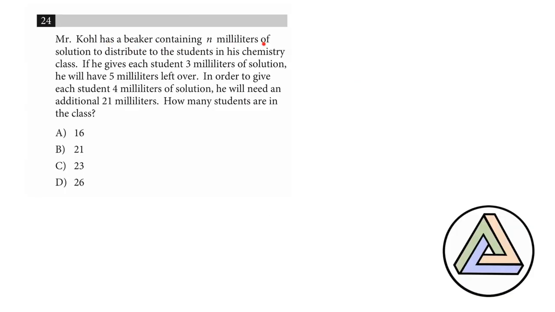Mr. Cole has a beaker containing n milliliters of solution to distribute to the students in his chemistry class. If he gives each student 3 milliliters of solution, he will have 5 milliliters left over. Okay, so he has a total of n milliliters of solution. And basically, if he gave each student 3 milliliters, he'd have 5 milliliters left over. So, again, n total milliliters, and let's just say that x equals the amount of students in the class.